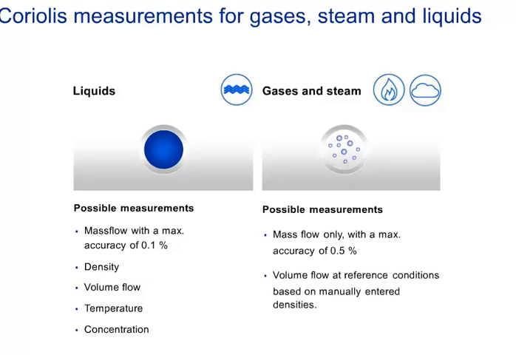If the gas density is known at a reference temperature and pressure, this density can be entered and a volume flow at these reference conditions can be calculated in the Coriolis meter. This is, however, just a fixed factor to the mass flow measurement.